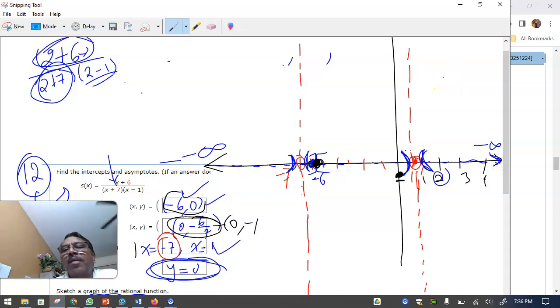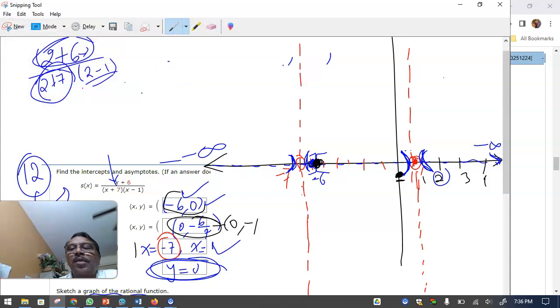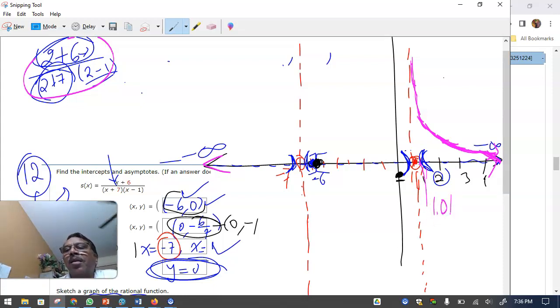So the only thing is the end behavior we know, because the horizontal asymptote is the x-axis. So the graph has to go closer to it on this side. And as you go closer to 1, the graph will be going up like this. You can easily check by using a point like 1.01 and see also. And then you can check.